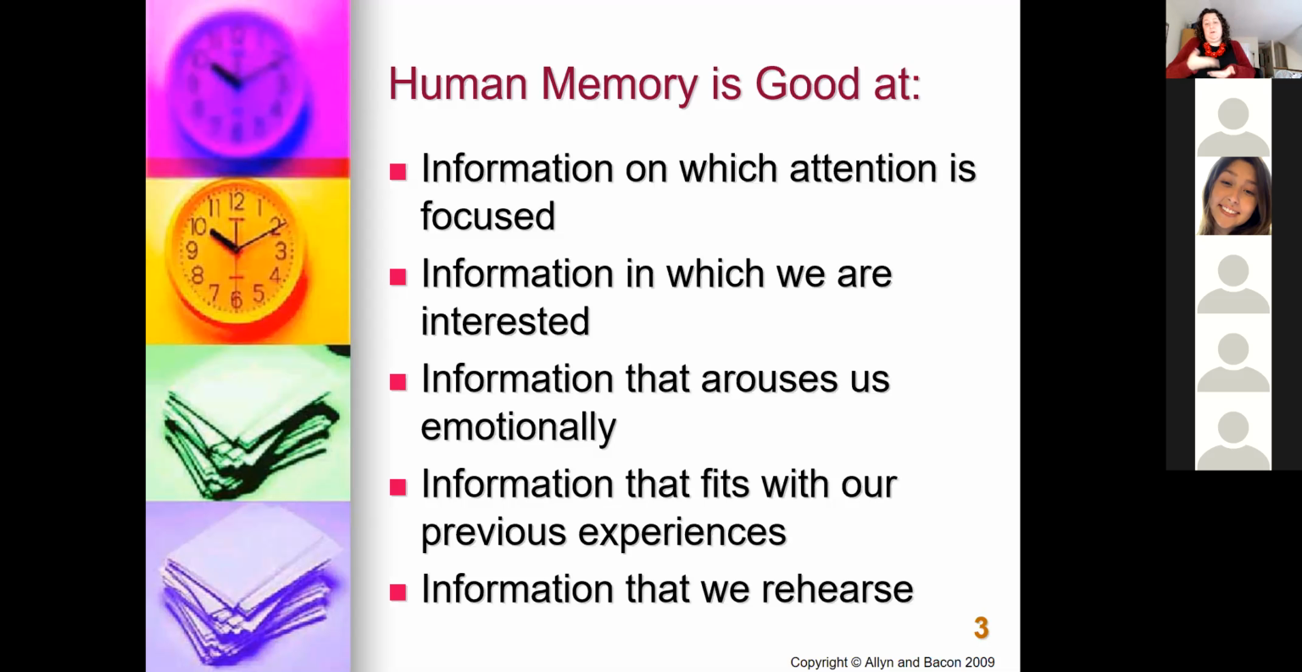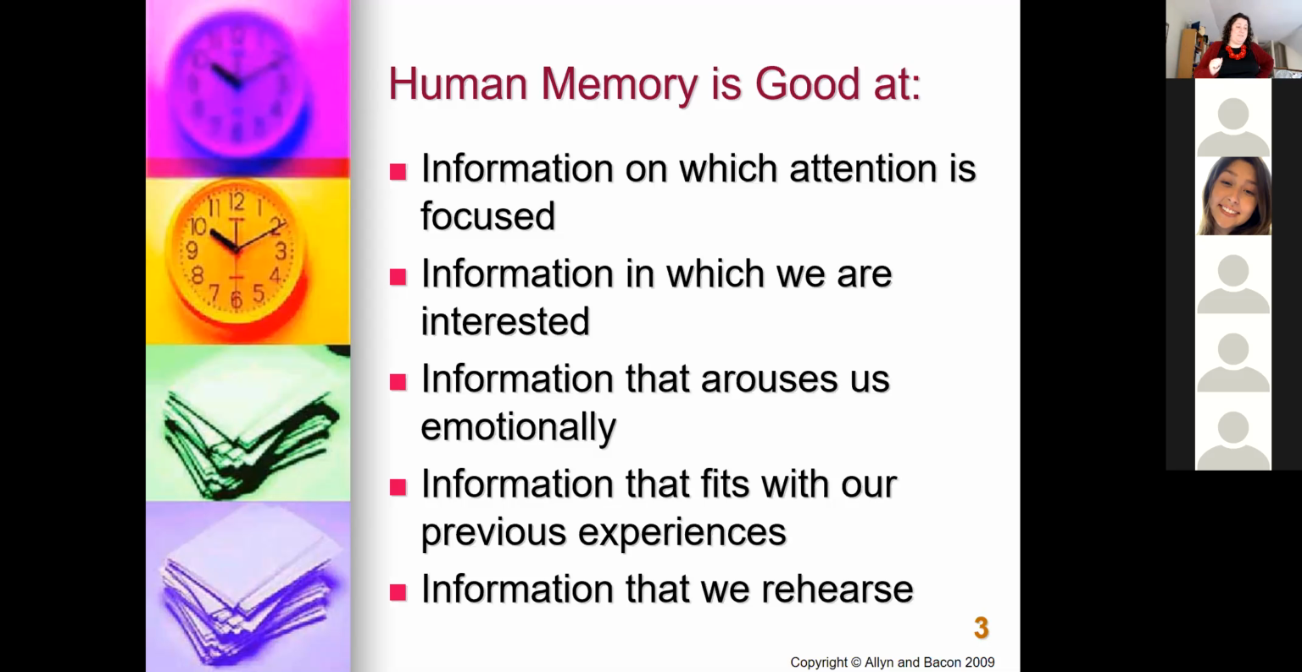And I think that's also part of why I still remember that license plate, because I rehearsed it all the way to the police station. I was just repeating it to myself over and over. 583UGG, 583UGG, right, so that it gets in there. So stuff that we practice, we're more likely to remember.